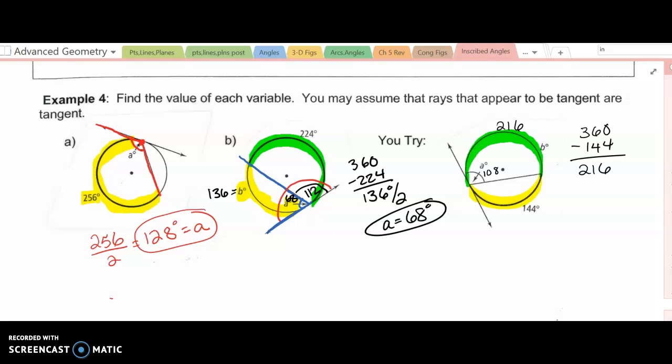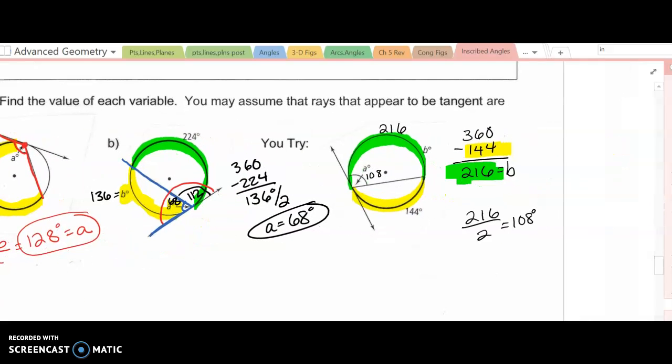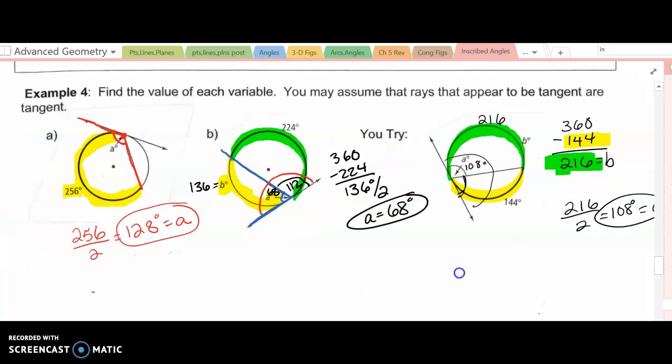Okay, so on this one, I used the fact that there's 360 degrees in the circle. I subtracted out the yellow arc that we knew, the 144, and that left me with the remaining part of the circle, the 216 for B. Then for A, I took half of that, so I took 216 and divided it by 2 to get 108. So not the only way to work that. Again, you could have found this angle by taking half of 144 and then used the linear pair to find 108 and then doubled it. Either way, all that works.